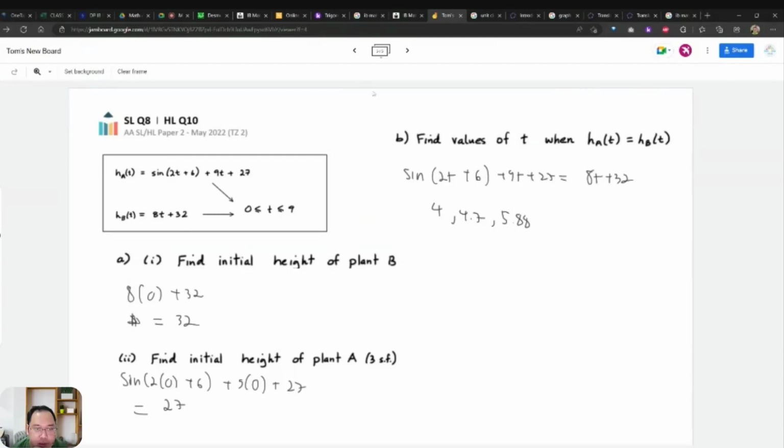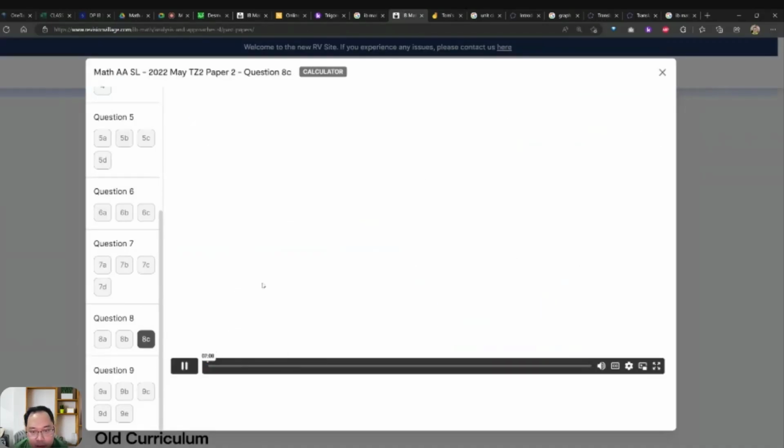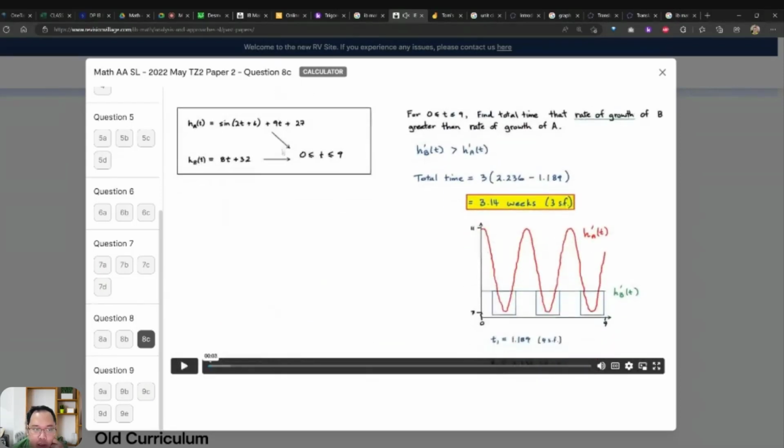Okay. What's the next one? Do we have question C? Yeah, question C here. What is question C? There's no number, but this is question C, huh? For the term from 0 to 9, find the total time that the rate of growth of B is greater than the rate of growth of A.